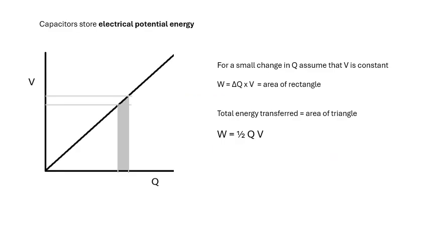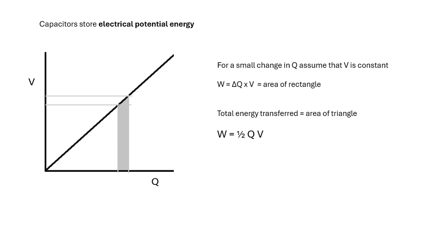Now, the equation for how much energy they store. Remember that it's the area under this graph. I've got a graph of charge against voltage for a capacitor. Remember, it's a straight line, and it's the area of the triangle. Why? Because if you imagine we split it up into rectangles.